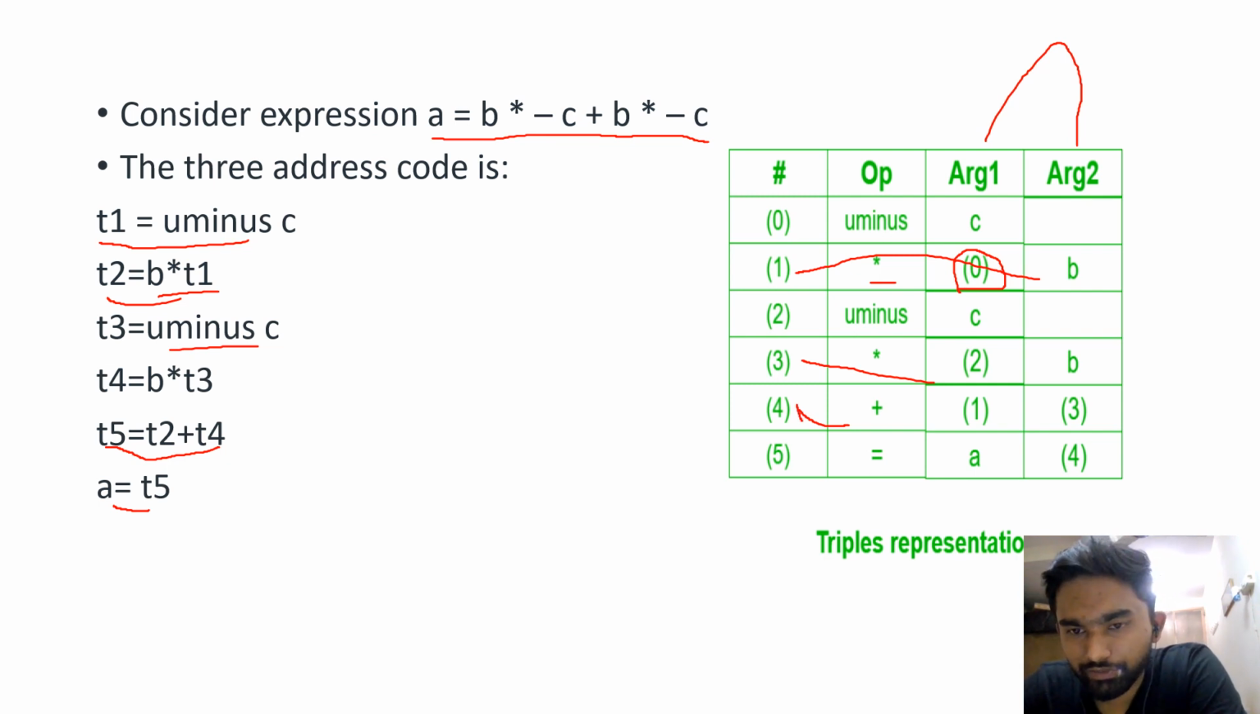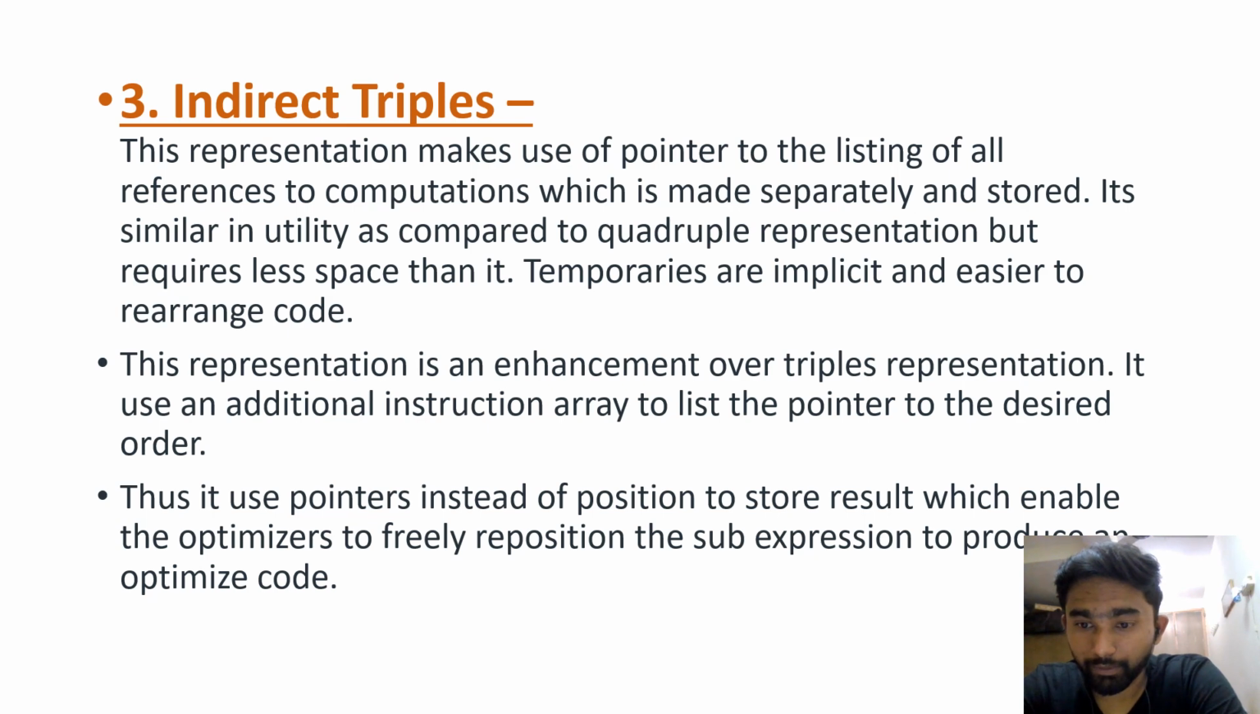Now in the last we have variable a, which is equal to whatever value is at pointer 4, and that is at pointer 5. So in this way we represent triples. Now we will learn about another representation called indirect triples. This representation is an enhancement over triple representation because it overcame the problem of optimization of intermediate code, which is present in triples.